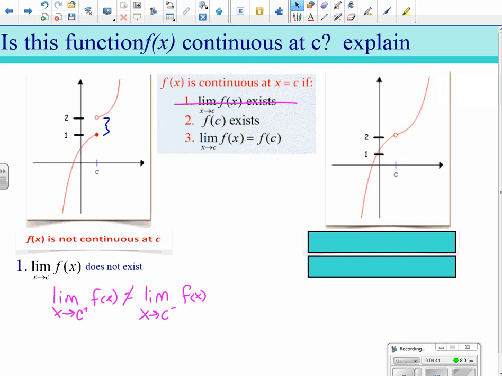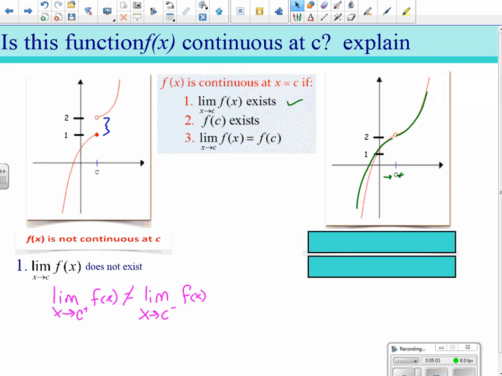How about the next one? Well, when I look at this picture, would you not agree that statement number 1, the limit exists? The left side comes in at 2, it looks like, and the right side is coming in at 2 when I approach the value c. Is that enough to state then that the function is continuous?